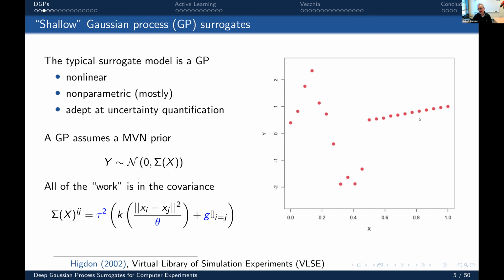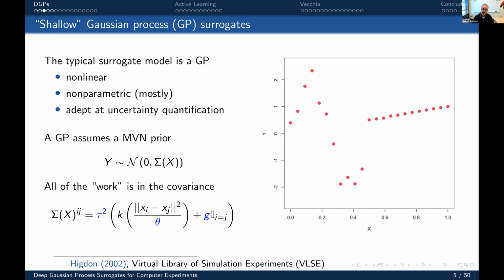On the right, I have a picture of a training data set, just a cartoon one. This came from a paper that Dave Higdon wrote 20 years ago. So this is the kind of data that we can do a good job of modeling with a Gaussian process, but as I'll show you, it's not a perfect job. So how do we do this modeling?